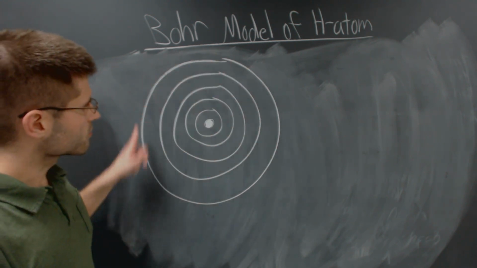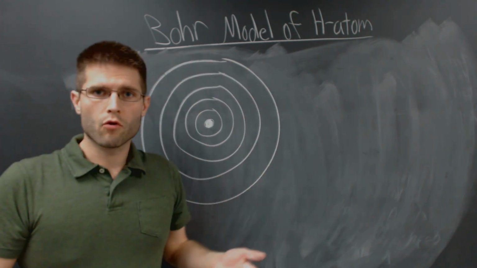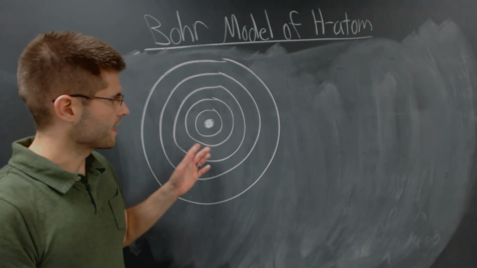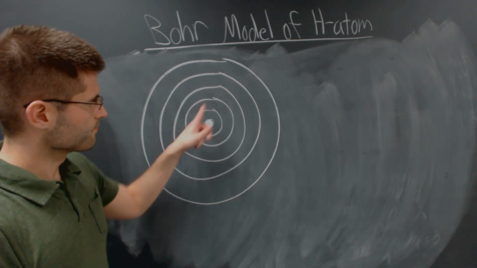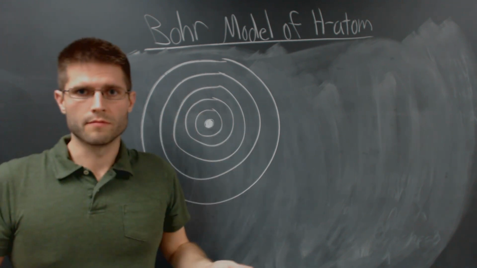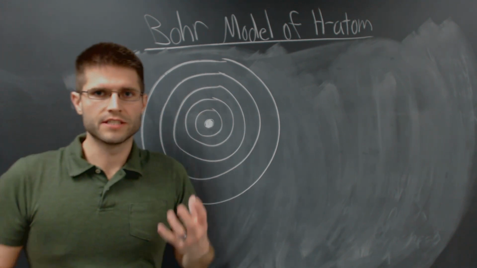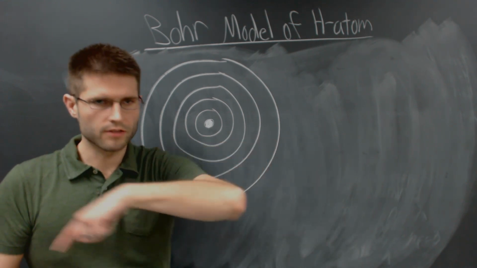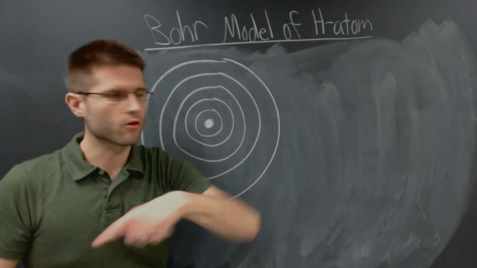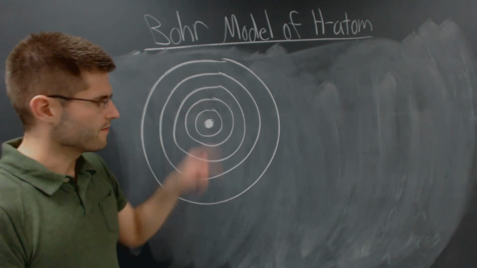Now this is our pictorial representation of what the Bohr model of the hydrogen atom looks like. We have our nucleus surrounded by concentric circles that are called orbits. These are just like the orbits of the planets surrounding the sun. So Earth follows a circular, semicircular orbit. Here we're going to have the same type of thing.